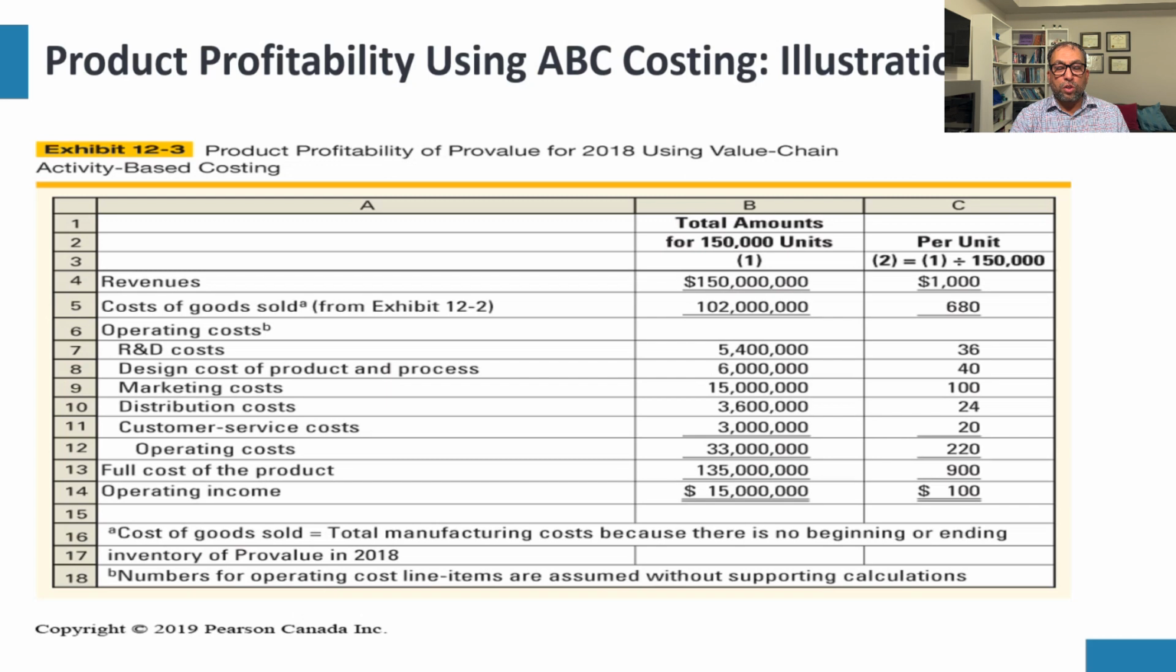This is the full cost of the product when we add up all these costs to the cost of goods sold, which is 135. So in this way, we have a $15 million net income or operating income. And when we divide this by the 150,000 units, we get $100 per unit as our operating income.